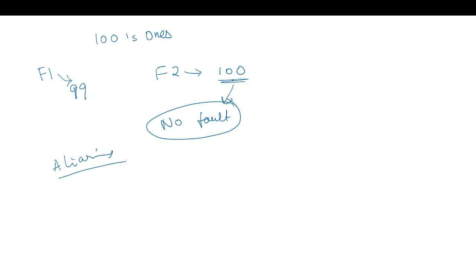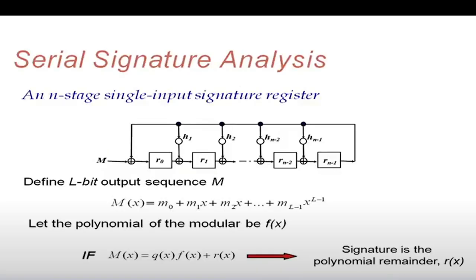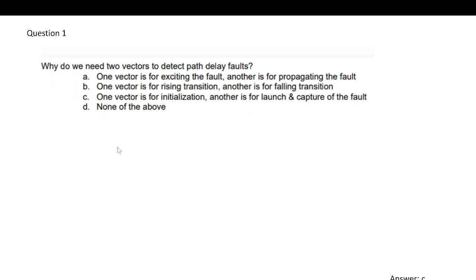And we have a formula for aliasing probability also. We will go with this. We'll start the questions.